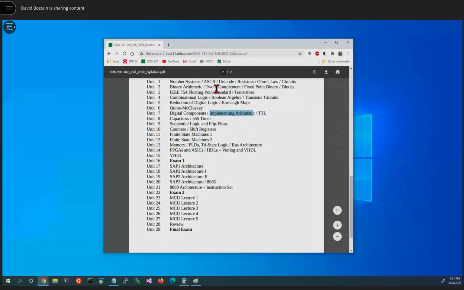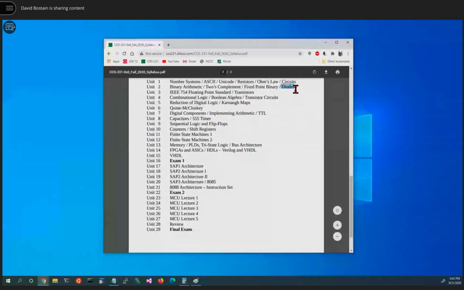And talked about negative numbers using 2's complement, writing numbers with fixed point binary, which was kind of introductory to being able to do the floating point binary later. And we've talked about diodes.